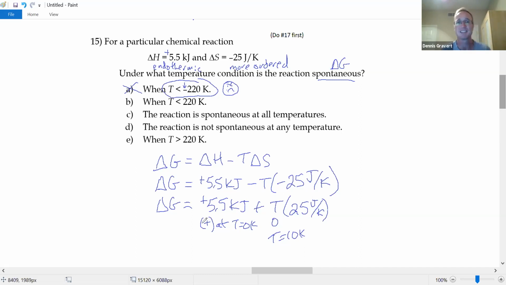It's still positive. How about take the temperature up to 1,000 Kelvin? Well, 1,000 times 25 is still a positive number. Plus another positive, it's still positive. This is never going to be negative, not for any temperature. It's never going to be negative at any temperature. And if it's never negative, it's not spontaneous.